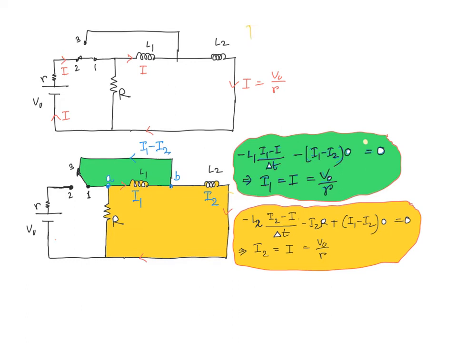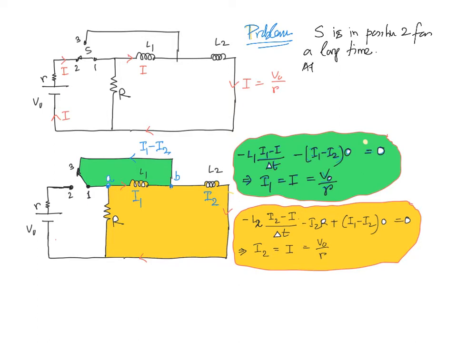So this is the given problem here. The switch S is in position 2 for a long time. That means steady state has been achieved.